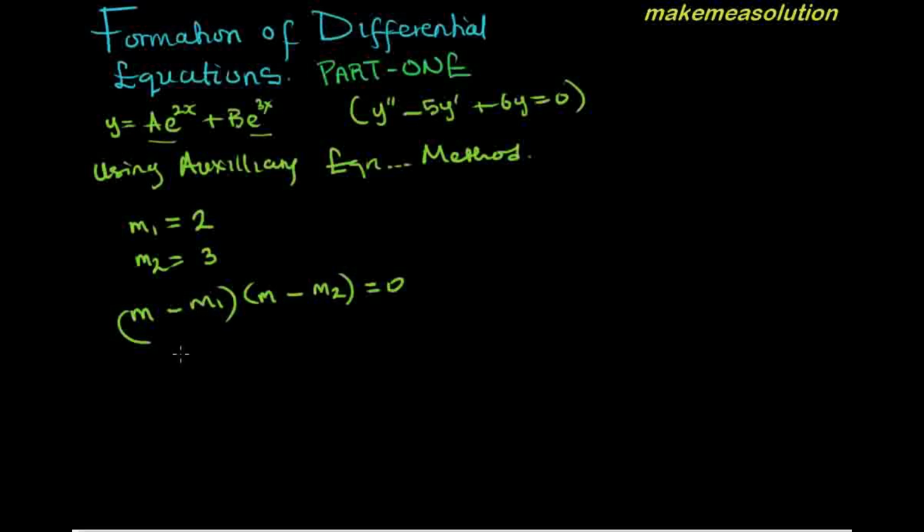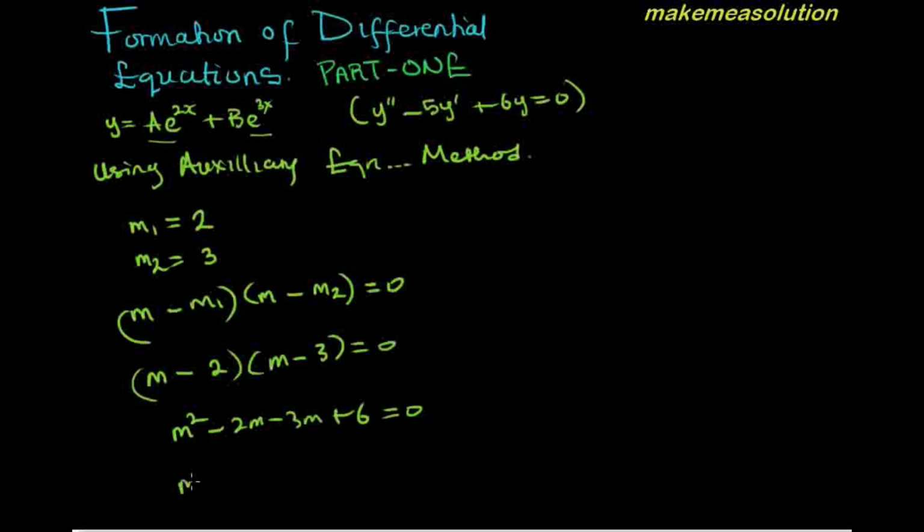For this case, I have m minus 2 and m minus 3 equal to 0. So I'm going to expand. This is m squared minus 2m minus 3m plus 6 equal to 0, and this is m squared minus 5m plus 6 equal to 0. So this is my auxiliary equation over here.